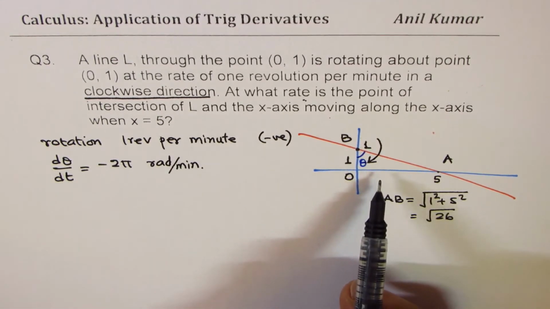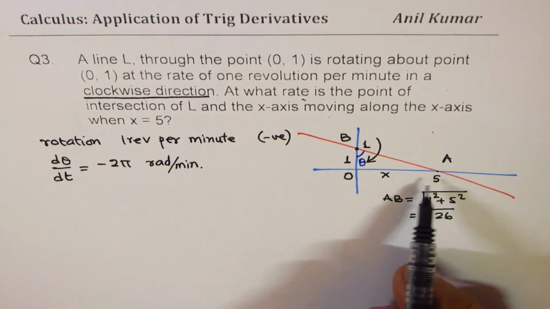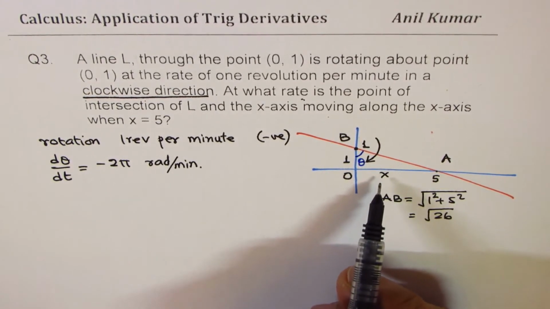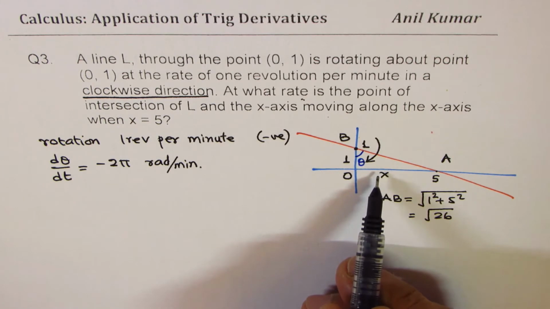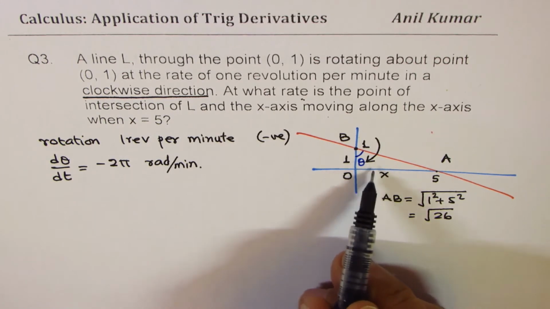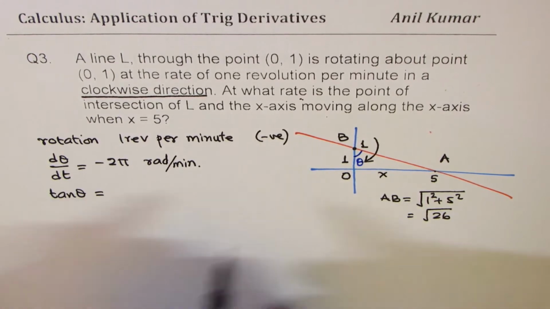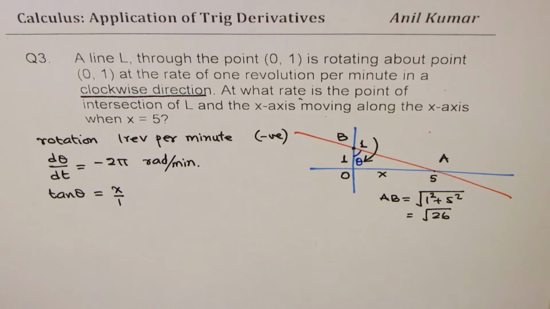Now we can relate this. Let's say this is x at any time. If this is x, how is x related with theta and 1? That becomes the opposite side, correct? So we can say tan theta is equal to x over 1, or x. Is it okay?